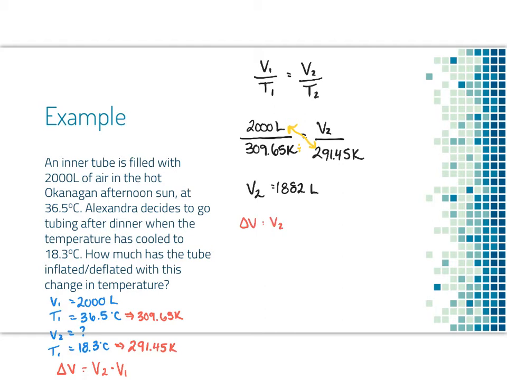Remember, we're looking for the change in volume. So that is V2 minus V1. Always final minus initial when we're looking for a change. So 1,882 liters minus 2,000 liters is equal to a negative 118 liters. This means the inner tube lost 118 liters of air. Because it's negative, it's lost.